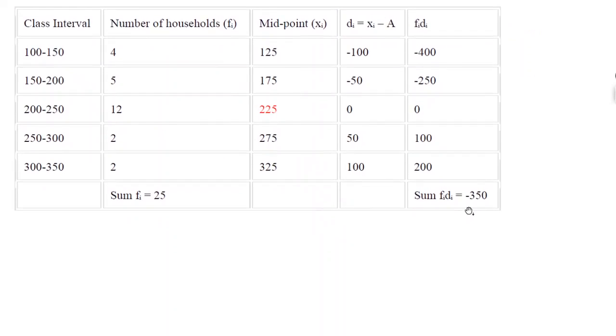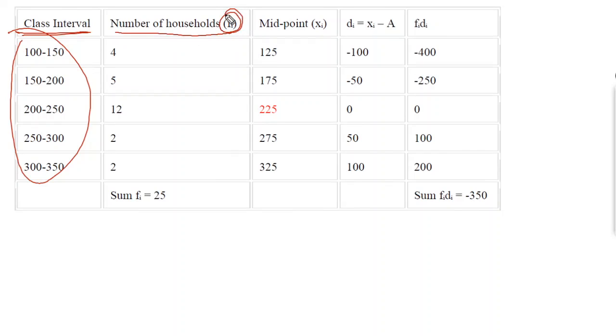Here you have the table. Same thing, you have to write the class interval. This data is given to us. Then the number of households, this is your fi. This data is also given, you will just have to write it.